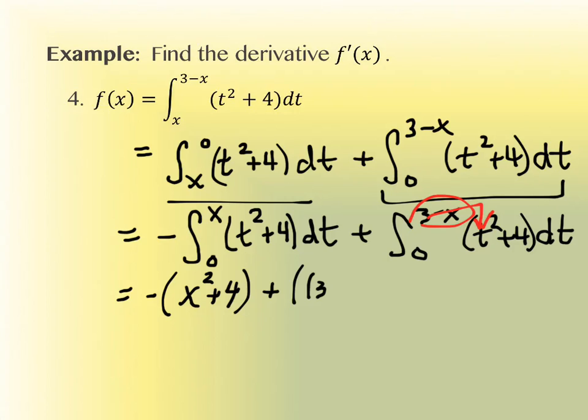So we're going to have 3 minus x squared, and then plus 4. But it's a chain rule, which means now I need to multiply that by the derivative of the upper value, the 3 minus x. What's the derivative of 3 minus x? Negative 1.